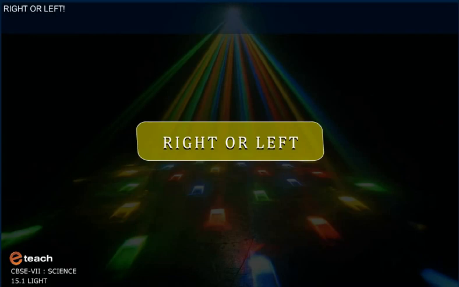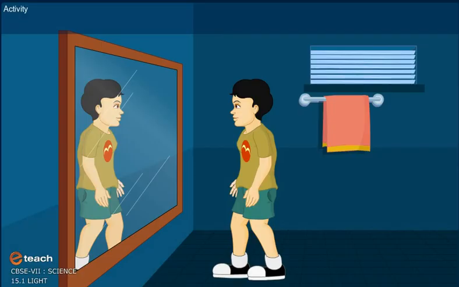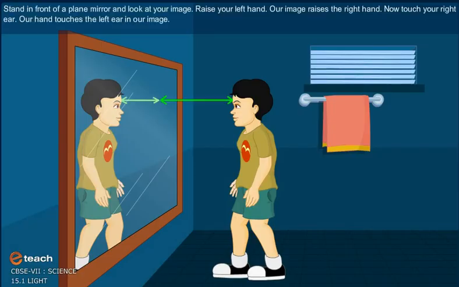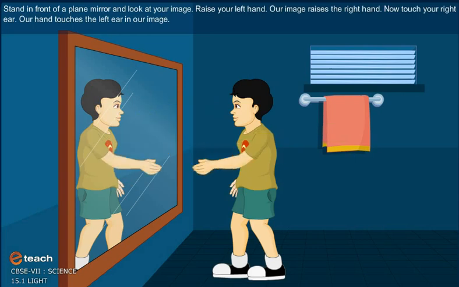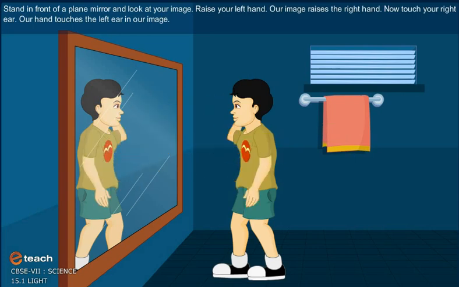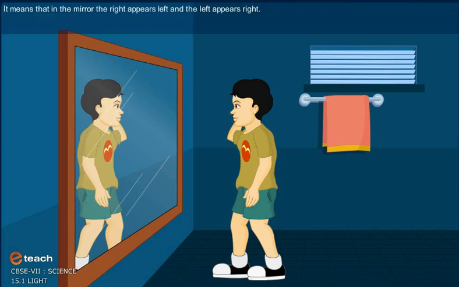Right or left? Activity. Stand in front of a plain mirror and look at your image. Raise your left hand. Our image raises the right hand. Now touch your right ear. Our image touches the left ear. This means that in the mirror, the right appears left and the left appears right.